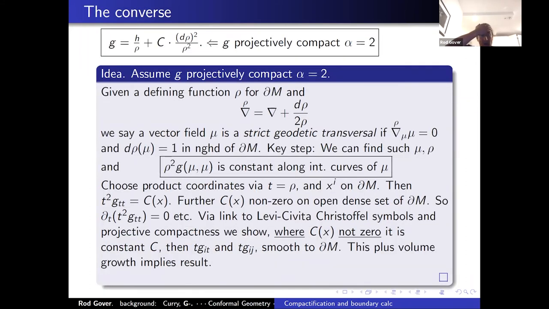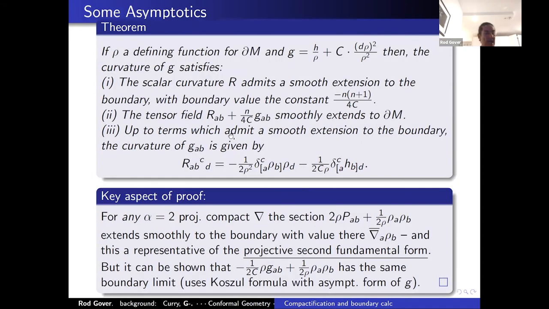Okay. The converse, I don't have time, there are some comments on it here, but basically you're doing analysis with careful choices of clever coordinates and so on, and again using the Koszul formula. So let me move on to some other things.